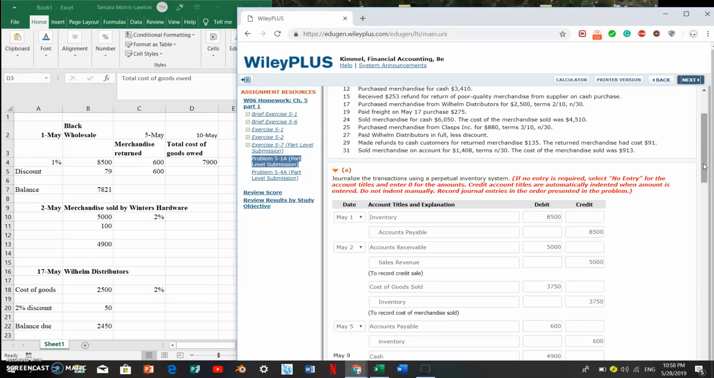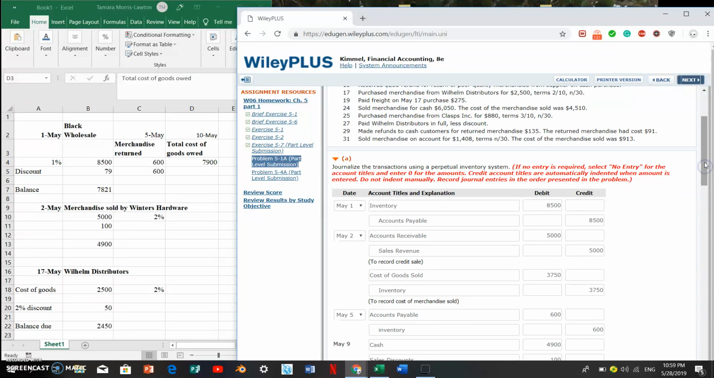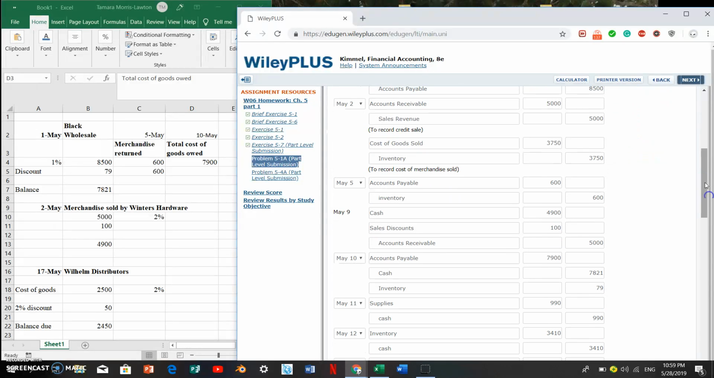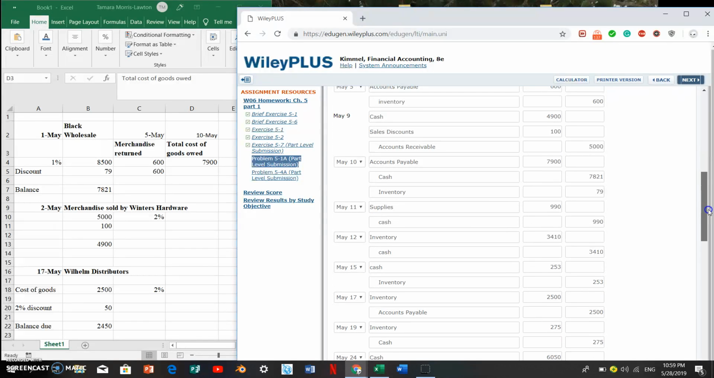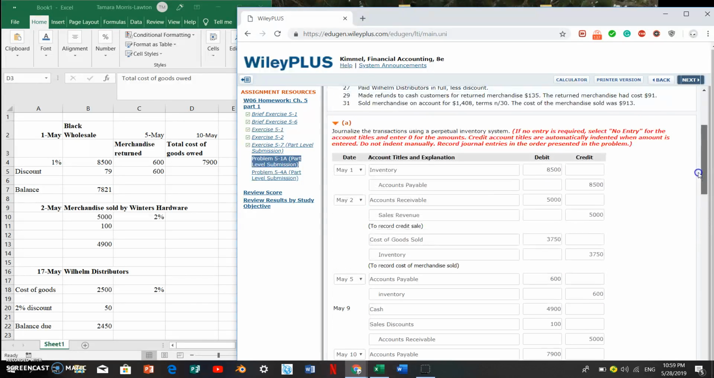On May 19th, they paid freight on the May 17th purchase. The cost of the freight was $275. And remember, when they pay for the freight on the goods that are shipped to them, they apply that to their inventory account as well. And so on May 19th, we debit their inventory account with $275 and credit their cash account with $275, and that reflects the cost of the freight that they paid for.